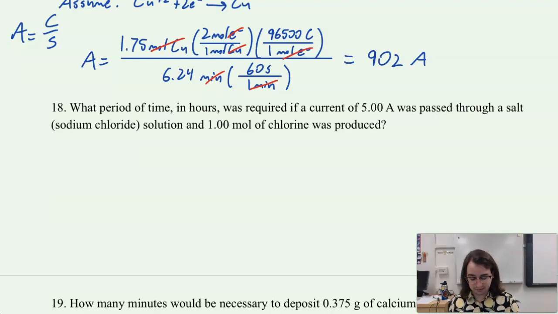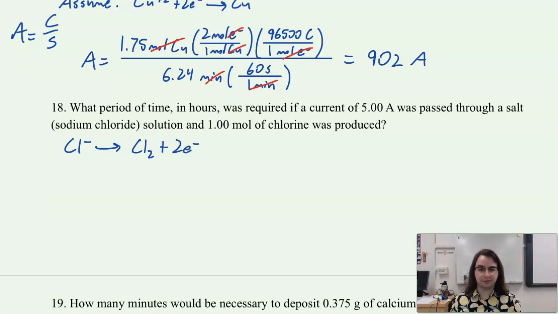So think about the reaction that's happening here. We have chlorine producing Cl2, right? So if it's going from Cl minus to Cl2, then it must be losing electrons. This means it's oxidizing. So we want to balance this real quick like that, and then we would be good. So we're going to use that equation.